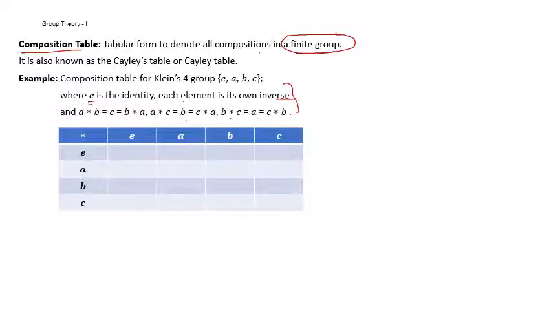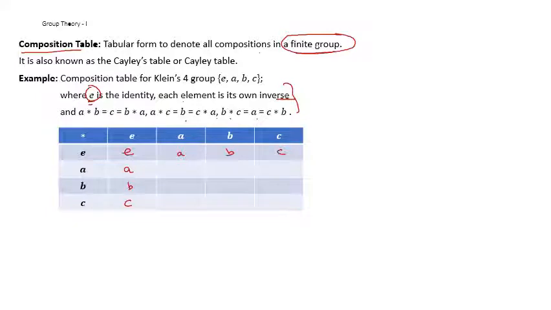So E is the identity, given. So what is E star E? It is E. E star A is A. E star B is B. E star C is C. Now what is A star E? It is A. B star E is B. And C star E is C, because E is the identity element.